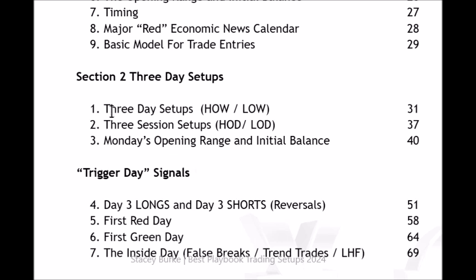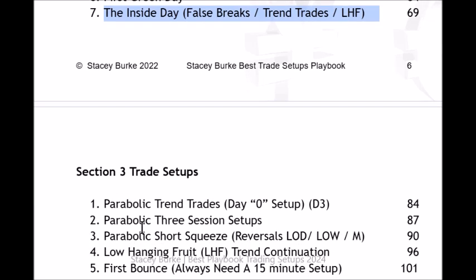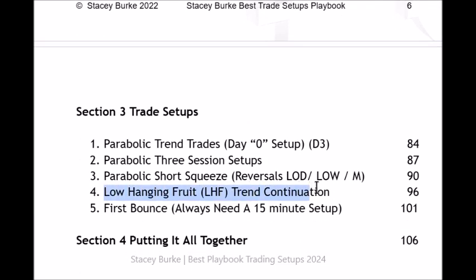Now we talk about the basic model for trade entry criteria, page 29 in the playbook, to keep things really simple. But also the most important are the signal days, because they can alert us to instruments that are potentially setting up for a parabolic opportunity. And if they have already left the station in an earlier session, whether that's an inside day, first red day, or first green day, we may also have the low-hanging fruit trend continuation trading setup.